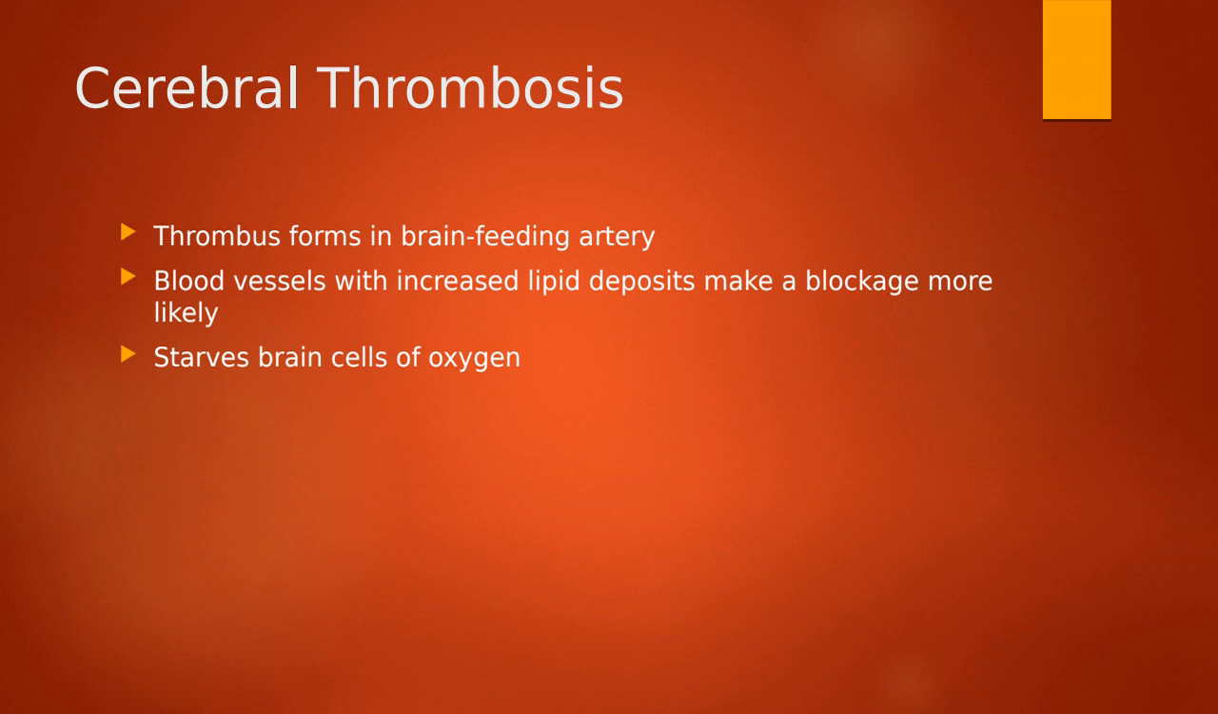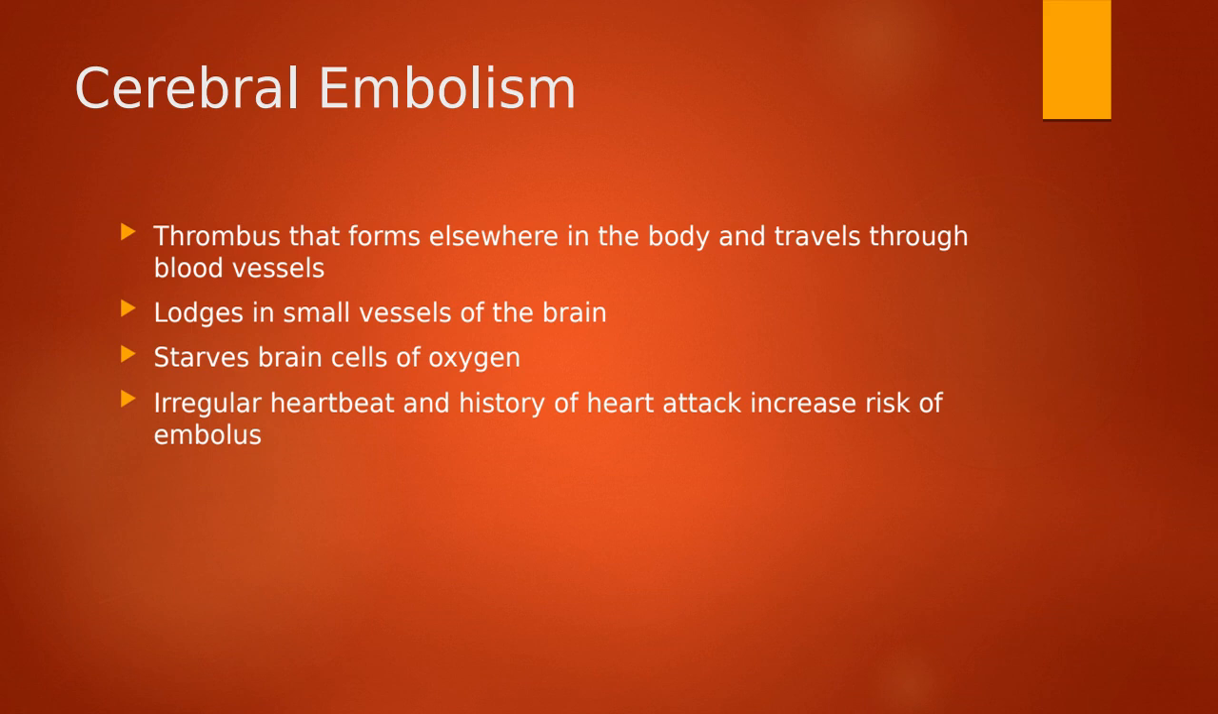So we want to rely on that circle of Willis to help us in any case possible. A cerebral embolism is when that thrombus actually moves somewhere else. It's going to typically travel more distally through those cerebrovascular arteries up in the brain. Again, it's going to starve those brain cells of oxygen. We're going to see an irregular heartbeat.